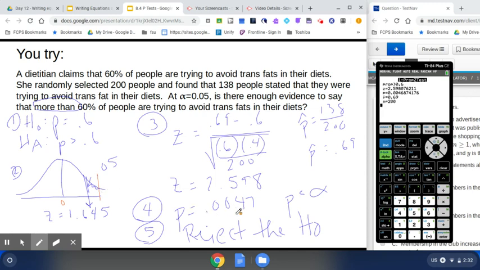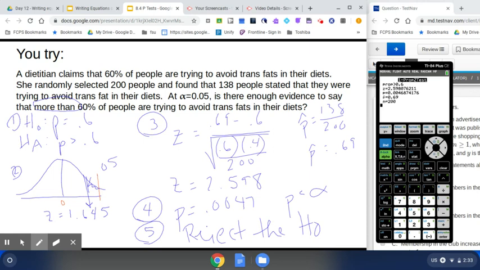Also, using the p-value, p is less than alpha. The p-value is 0.0047. The alpha value is 0.05. So p is less than alpha. When p is low, we reject the H naught. Okay, so that's the decision to reject the null hypothesis.